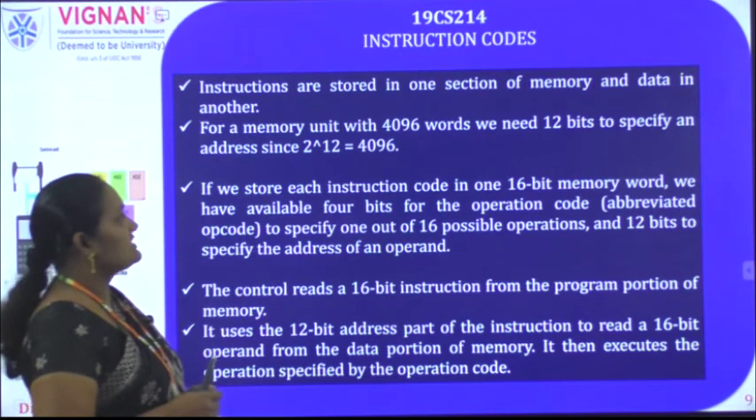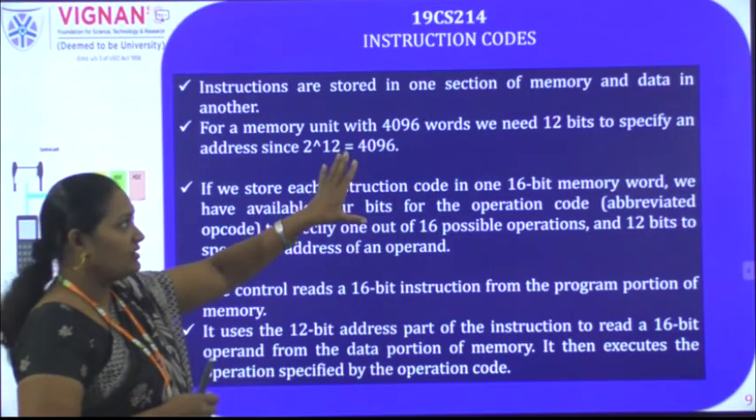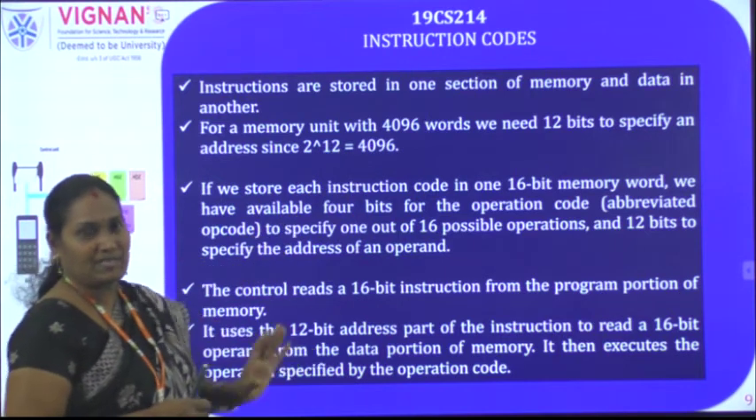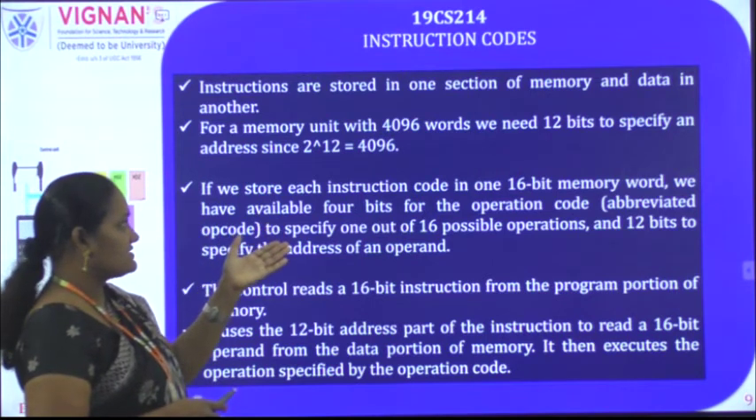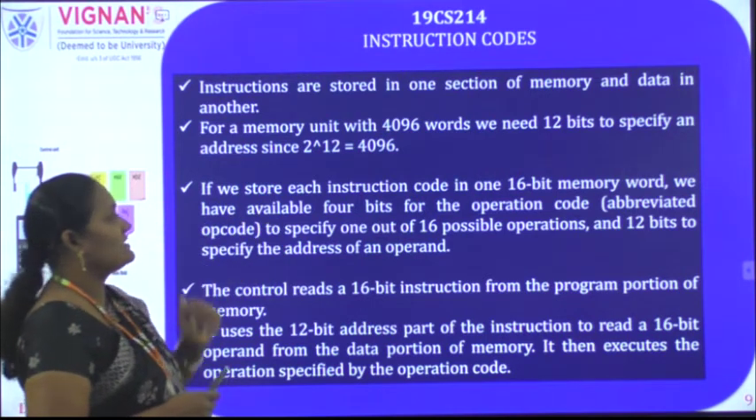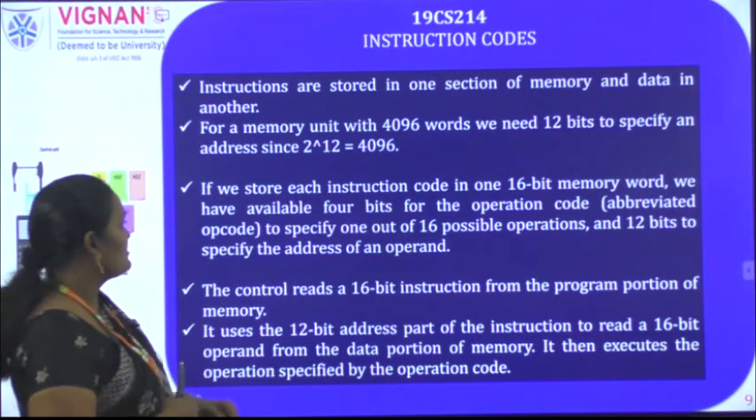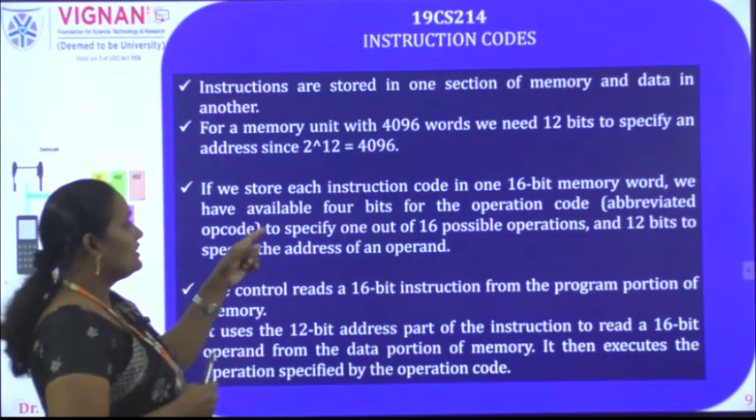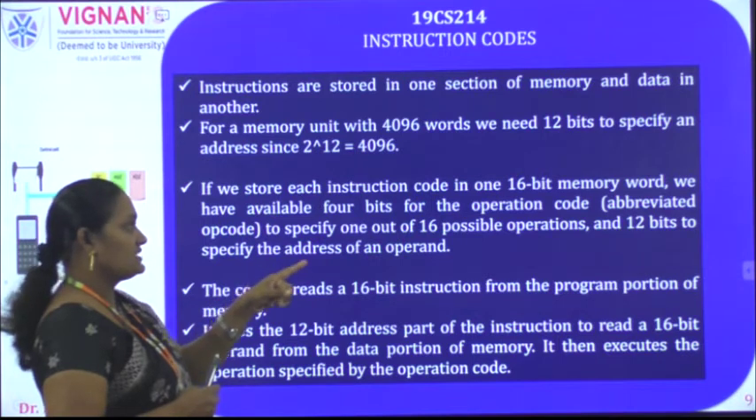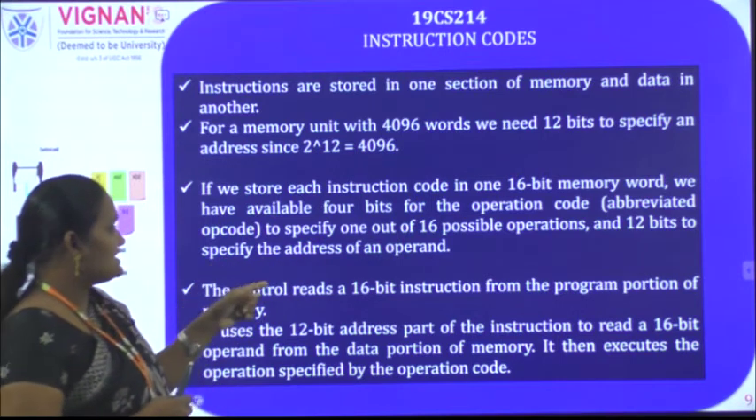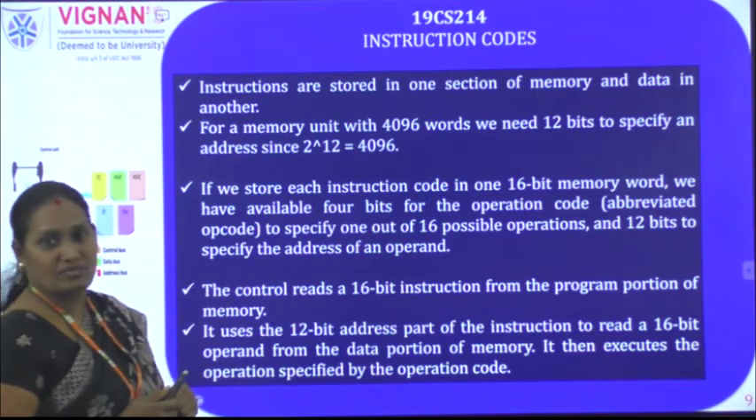Instructions are stored in one section of memory and data in another section. I already represented that one part of memory is for instructions and the other part of memory is for data. For a memory unit with 4096 words, we need 12 bits to specify an address, since it contains 2 power 12 locations. If we store each instruction code in a 16-bit memory word, we have 4 bits available for the operation code to specify 1 out of 16 possible operations, and 12 bits to specify the address of an operand.